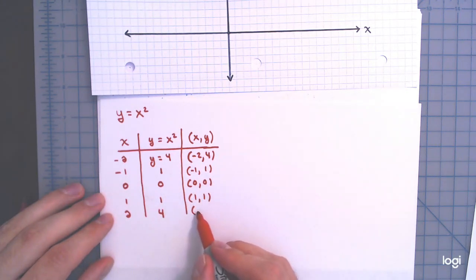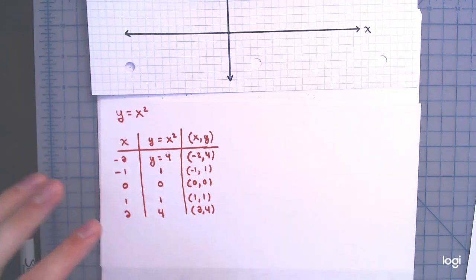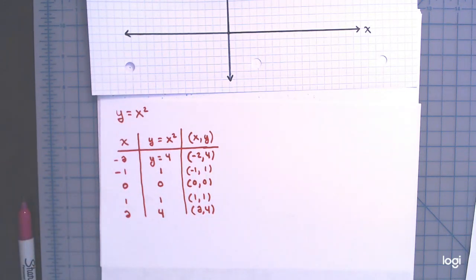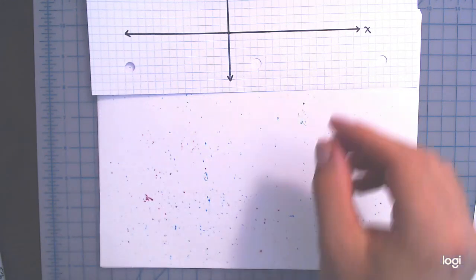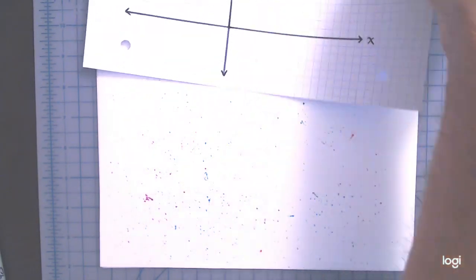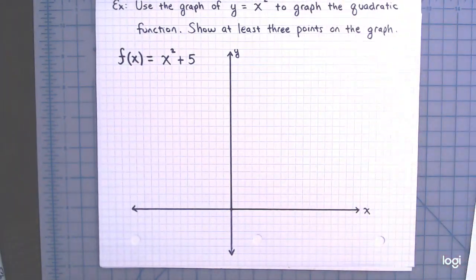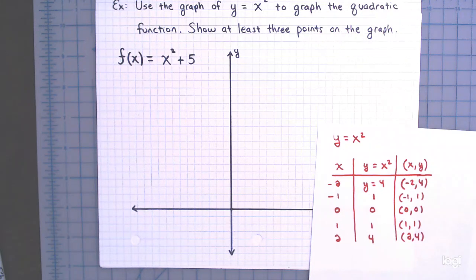Alright, so I'll plot those, and again, I've put up a video in the past where I've graphed this before, and this is one of those basic parabolas. This is the most basic quadratic function there is, and the graph is one of those U-shaped looking things called a parabola. Alright, so back on my coordinate plane, I'm going to plot these 5 points and draw in the rest for y equals x squared.